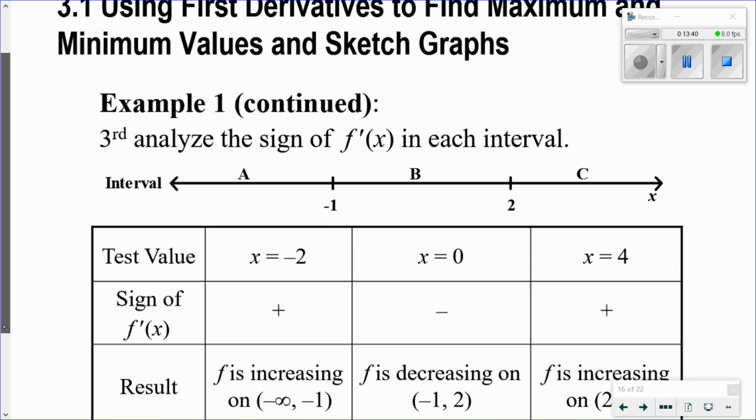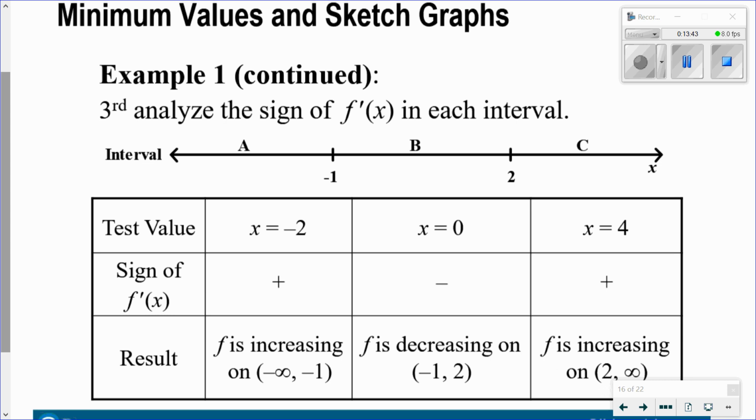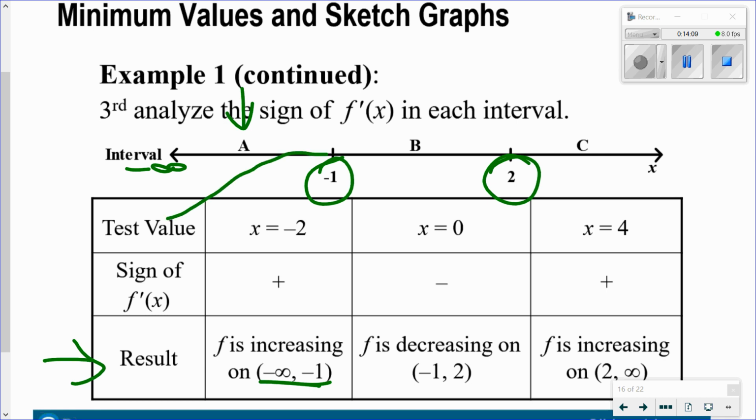Okay, and here is where you'll see this is the same thing we just did. Our critical values were -1 and 2. Again, on the number line, they're saying in this section here, they used -2. The sign of the derivative was positive. That means from negative infinity to -1, that whole section is increasing. Okay? From -1 to 2, that whole section where they've labeled it as B, we are decreasing. And then from 2 all the way to infinity, we're increasing again.